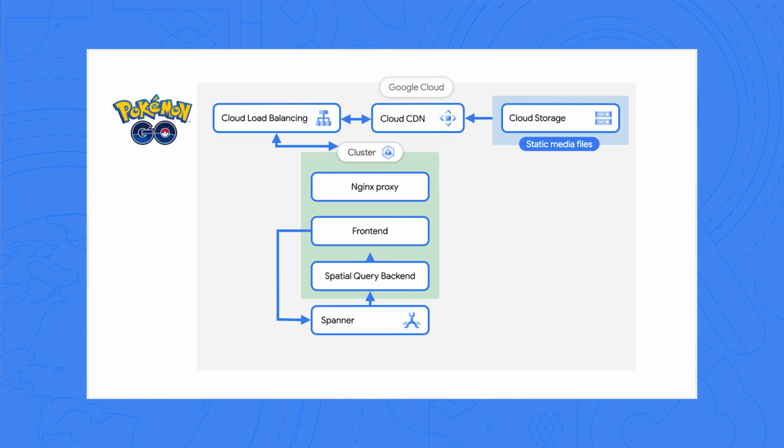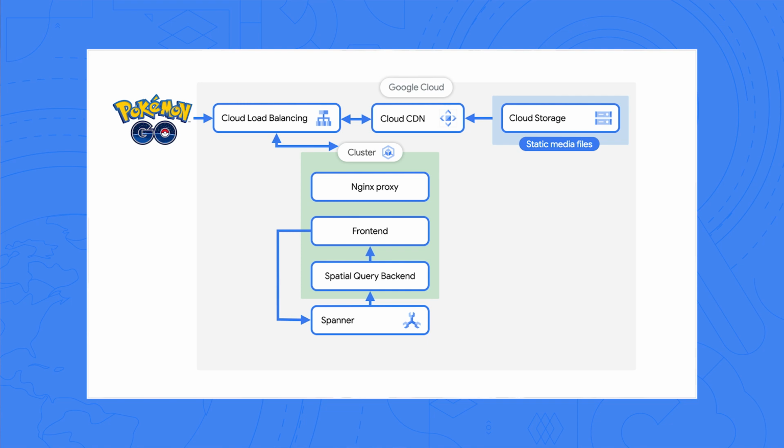When you catch a Pokemon, the request goes to the front end and then to the Spanner database where your player entity is stored. For catching Pokemon, that actually doesn't go to the spatial query backend. If you were battling in a gym or adding lures to a Pokestop, that information is stored on the spatial query backend. And then the data becomes eventually consistent, at which point the players will receive the update, and then it's used for all the other players that are in your vicinity.